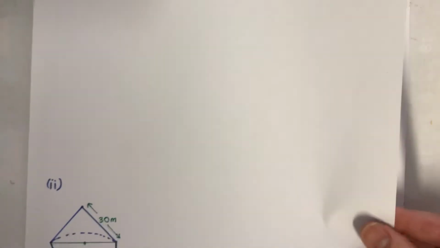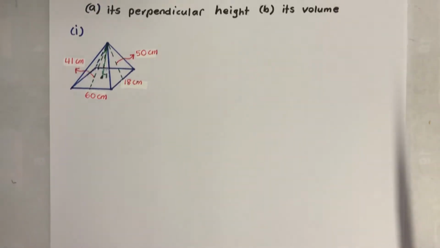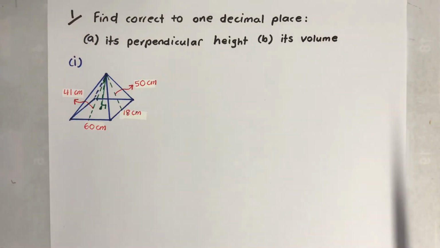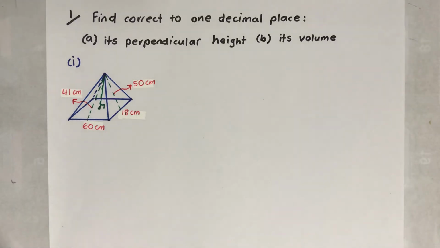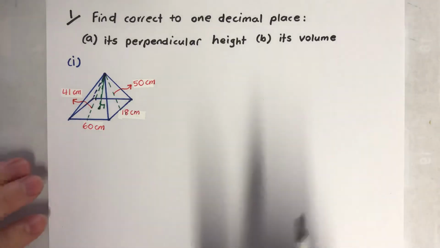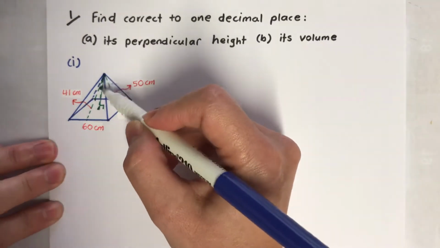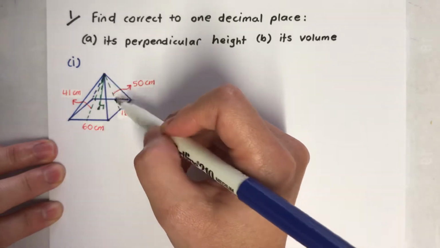The first question is, okay, so find correct to 1 decimal place. Just remember the 1 decimal place we have to do. And two things we have to find for each pyramid here, or each solid. Part A is the perpendicular height, and part B is its volume. So let's find the perpendicular height. So perpendicular height is this, okay, and that's a slant height.